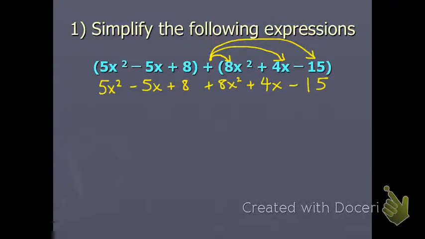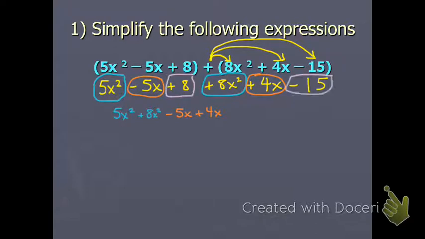Now what we're going to do is we have to combine like terms, like I just said. So we always want to find the largest exponent, 5x squared and plus 8x squared. I'm going to rewrite these just for organizational purposes: 5x squared plus 8x squared. The second largest exponent would be our negative 5x and our positive 4x. Again, I'm going to rewrite them for organizational purposes: negative 5x plus 4x. And the third one is plus 8 minus 15.